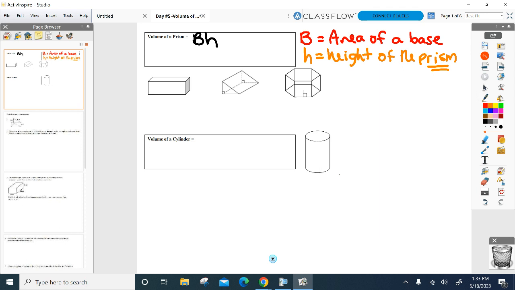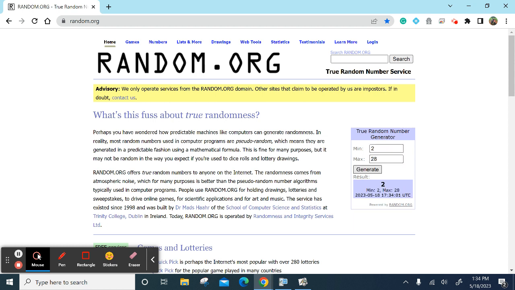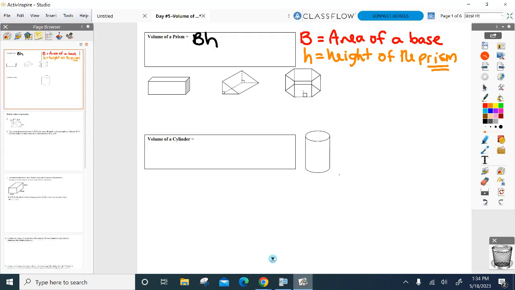All right, go back to your formula sheet. Cylinder. It's still BH, but with a little more detail. And I think you understand why. Volume of a cylinder.